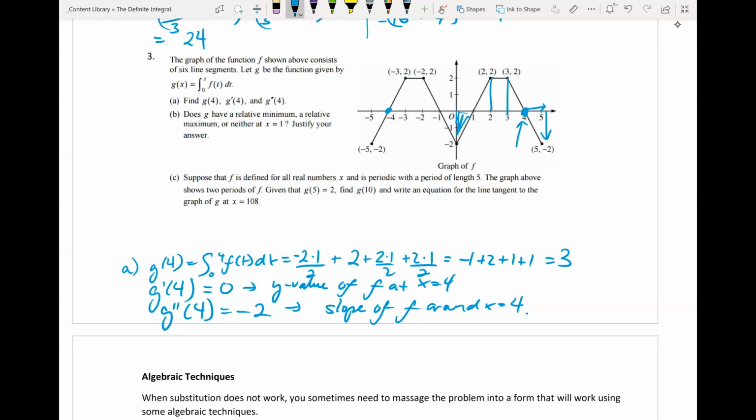For part B, we want to find out if g has a relative minimum, a relative maximum, or neither at x equals 1. So if you look at x equals 1, our f values change from negative to positive.